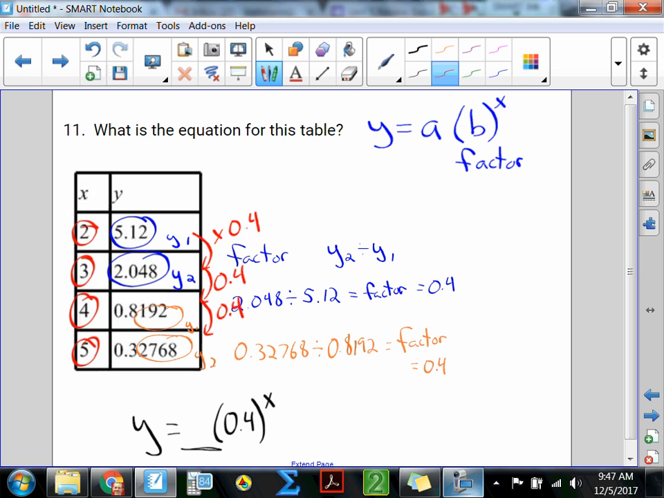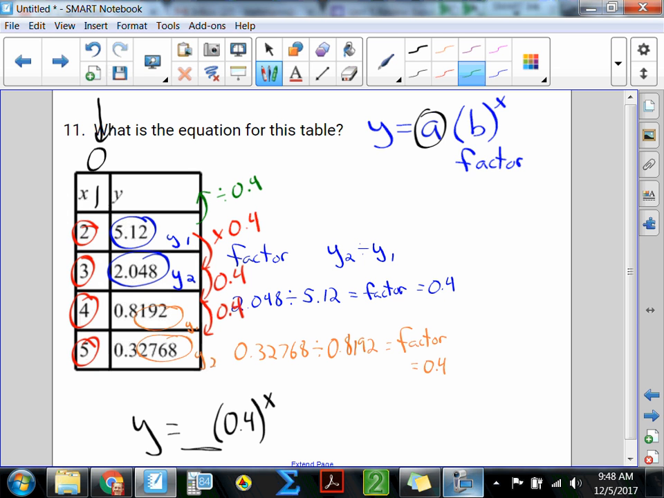To find the initial value, I need to find out when the table has x equals 0, my y-intercept. That's going to be my starting value for a word problem, or my initial value, my first term, my coefficient, my number that's being multiplied by the exponential function. So we need to find the y-intercept. To do that, I can go backwards and divide by 0.4.